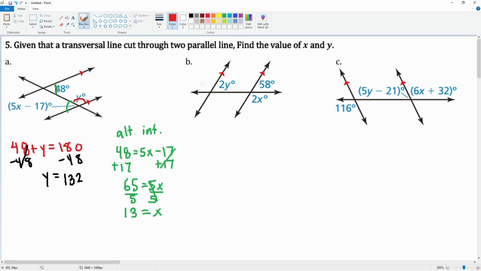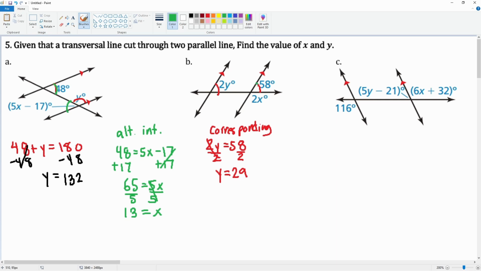Next, let's take a look. We notice this is on the top right, and this is also on the top right. So based on corresponding angles, 2y is equal to 58. Divide this by 2 to both sides, we can say y is equal to 29.